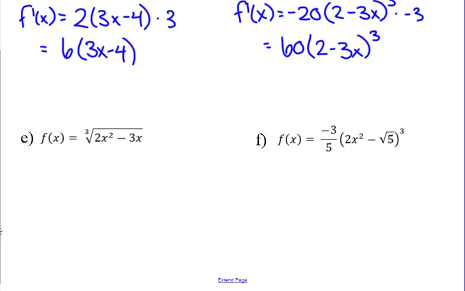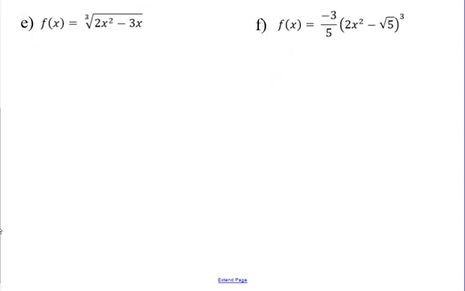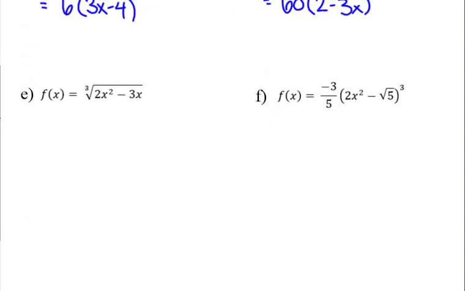Ooh, so our next one. First thing, do you like the look? I'm going to say no. We typically want everything to be in powers. So what our function really is, so notice I'm rewriting f of x because I haven't taken the derivative yet. Any radical is just a fractional power. So 2x squared minus 3x to the power of 1/3. 1/3 because it had an index of 3.